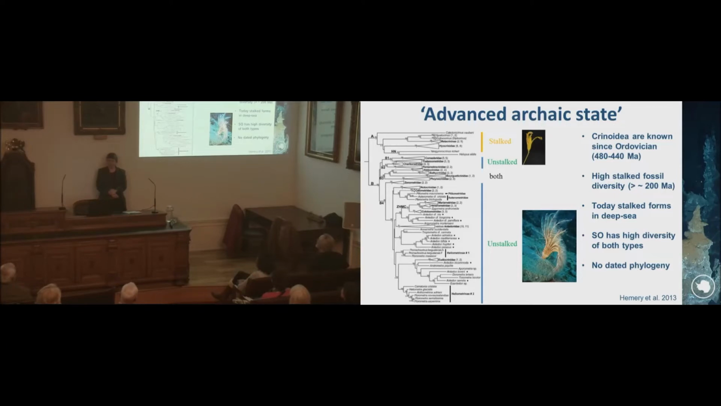The stalked crinoids, like the isocrinoids, are known since the Ordovician, so for more than 400 million years. We know we had a very high number of stalked fossil crinoid diversity around 200 million years ago, and today stalked forms are normally only found in the deep sea, except in the Antarctic, where we can find stalked crinoids in shallow waters as shallow as 50 meters. We find them in the deep sea as well, and we do find both stalked and unstalked forms in the Southern Ocean.